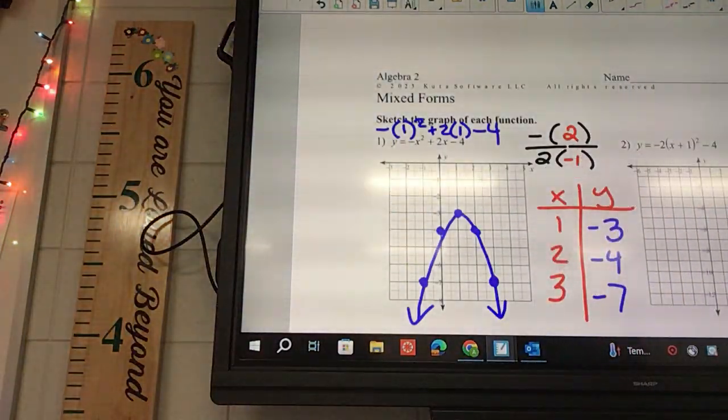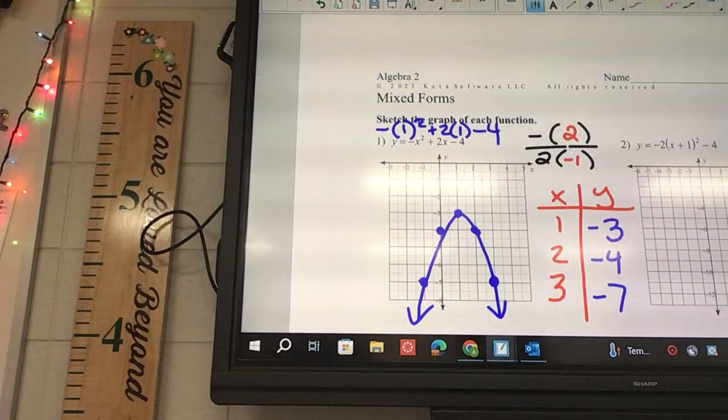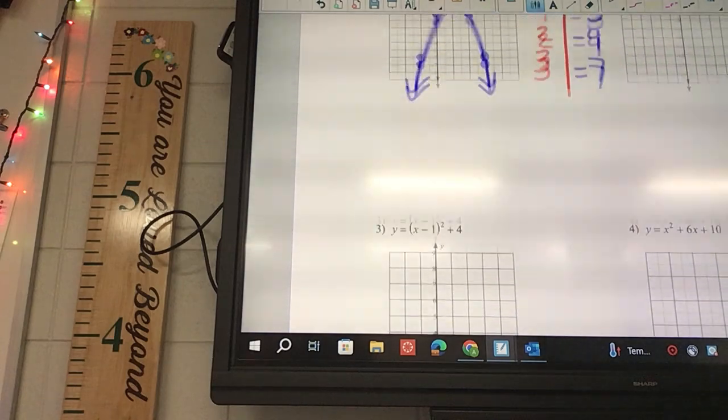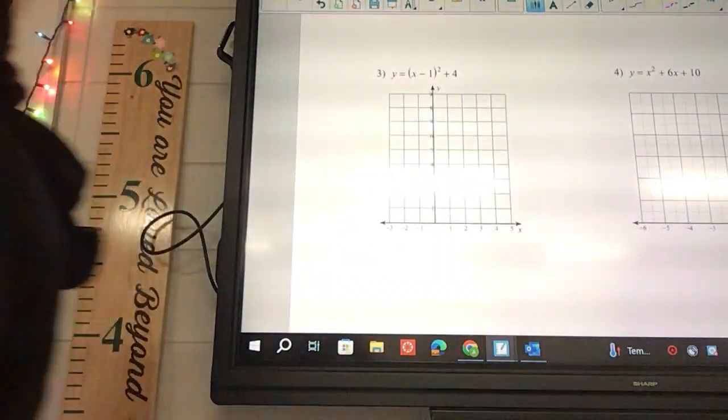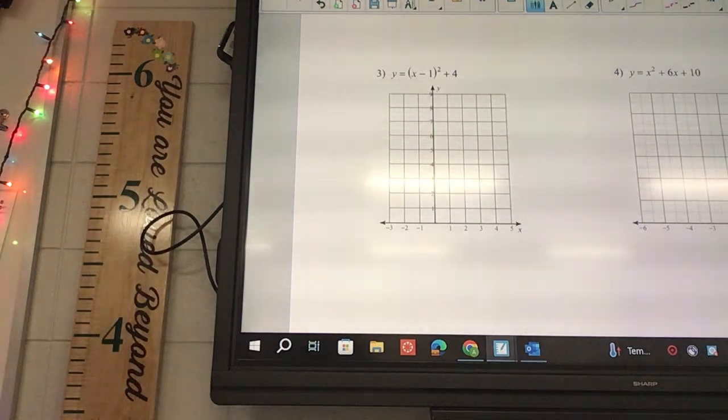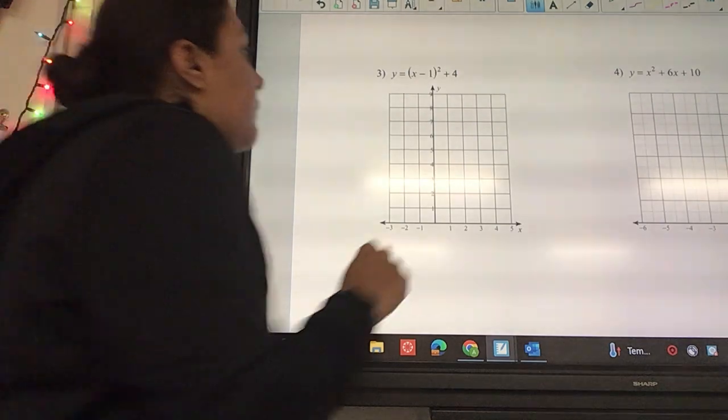Okay, number 3. What is that form in? Standard or vertex? It is in vertex form. Okay, so where do we start our pencil on? 0. Okay, so you're gonna put your pencil on 0, 0. What does a plus 4 do?